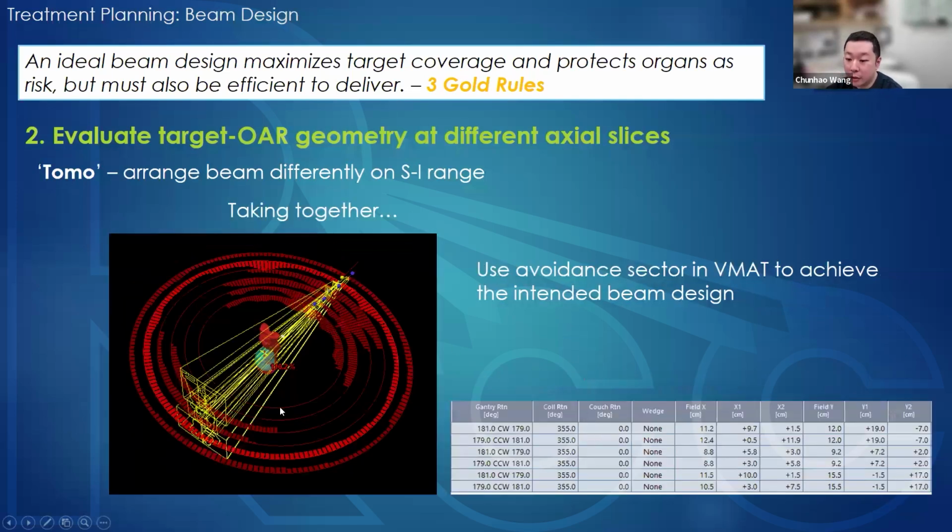So taking all together, we can use VMAT technique with avoidance sector to achieve our intended beam design. So this is actually the template beam in our clinic for treating the whole esophagus. We have 2 beams treating the upper esophagus with 2 avoidance sectors, and 2 beams covering the mid esophagus using one long avoidance sector, and again, 2 beams with a full rotation treating the very bottom lower esophagus.